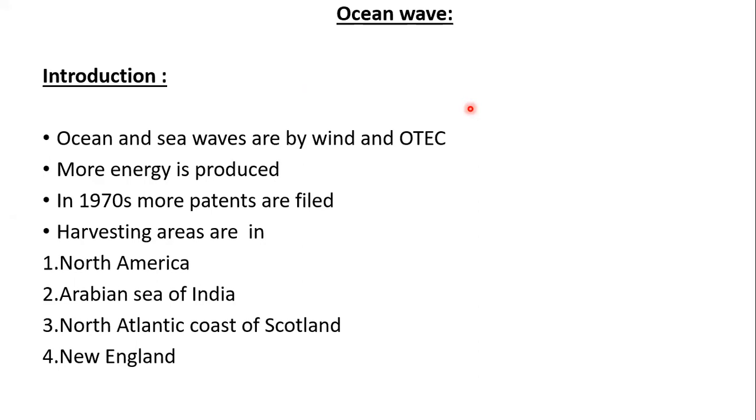So we know that oceans have waves, so these waves also can be used for the generation of power and different applications also. So oceans and sea waves are caused by wind and OTEC. Okay, so these oceans and sea waves are caused indirectly by solar energy, like wind and OTEC. OTEC means ocean thermal energy conversion. Okay, so these are the ocean sources of energy.